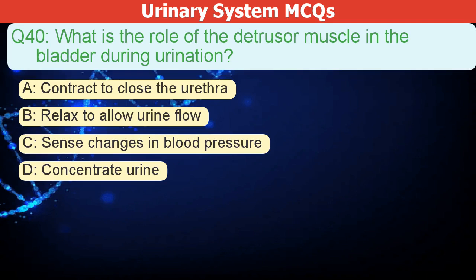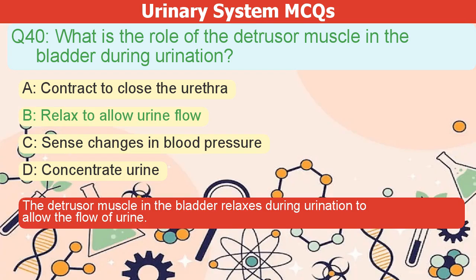What is the role of the detrusor muscle in the bladder during urination? A. Contract to close the urethra. B. Relax to allow urine flow. C. Sense changes in blood pressure. D. Concentrate urine. The correct answer is B. The detrusor muscle in the bladder relaxes during urination to allow the flow of urine.